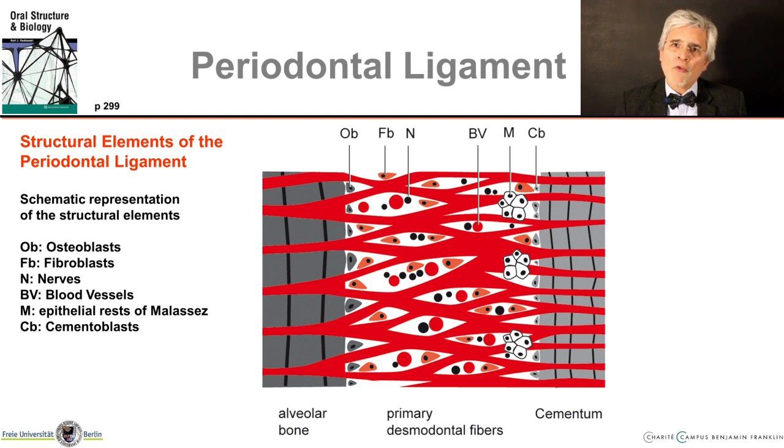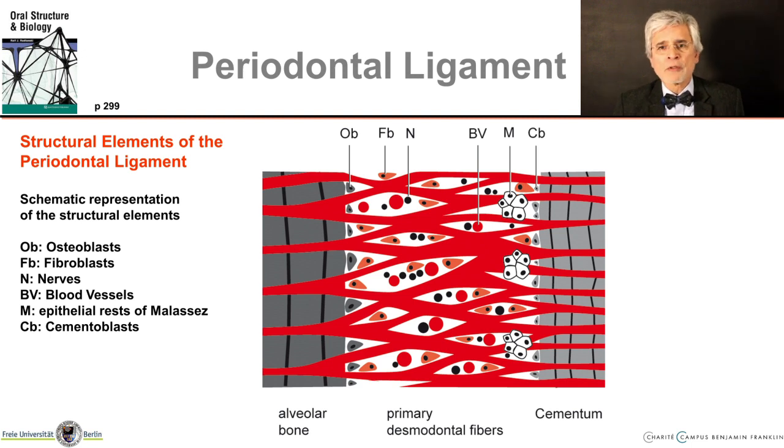And on the far right, this is the cementum, which of course also has its stratification indicated, and the fiber meshwork radiates into it. On its surface there are the cementoblasts, labeled CB, and then there are accumulations of epithelial cells labeled M. These are the Malassez epithelial remnants, leftovers of Hertwig's epithelial sheath, which is actually degraded, but some epithelial remnants can still remain.